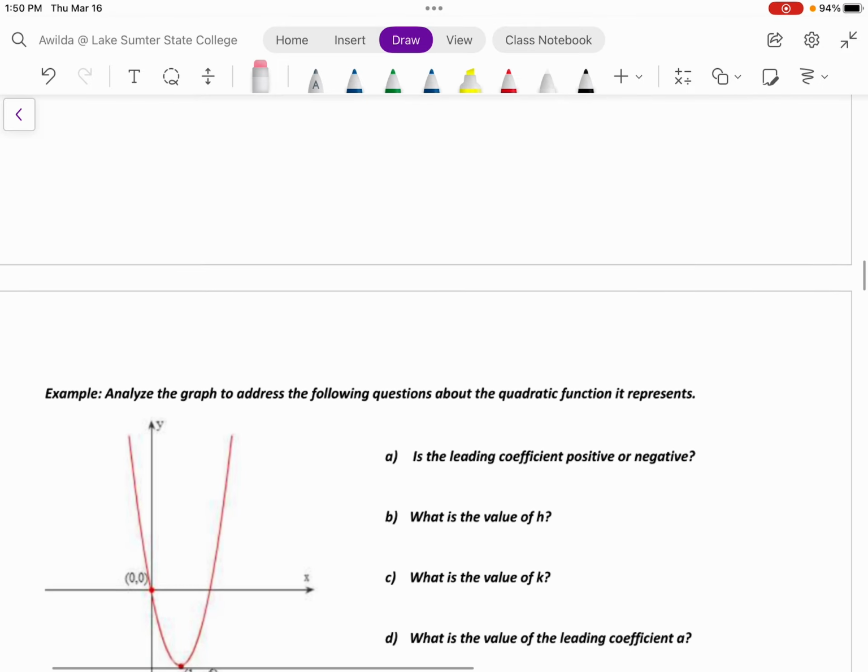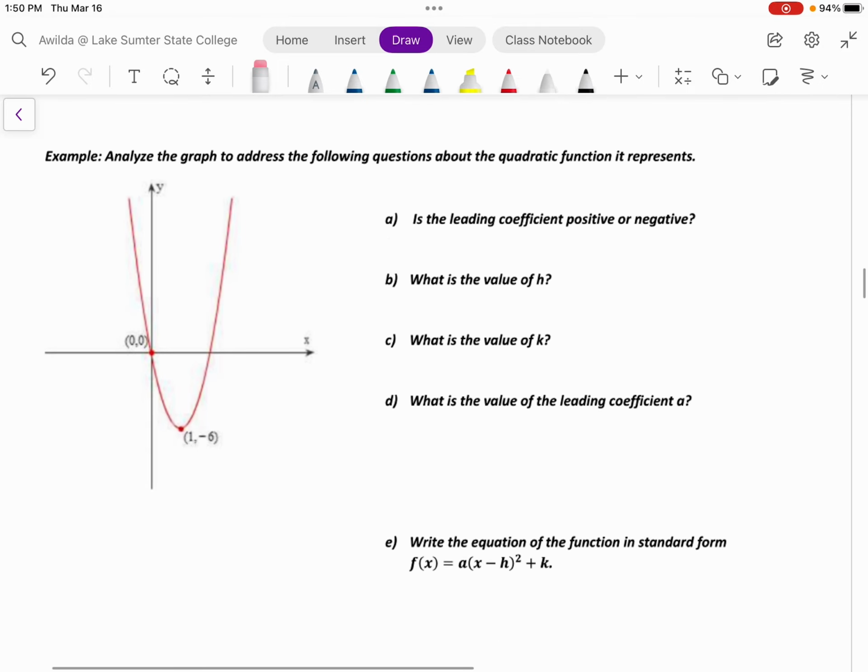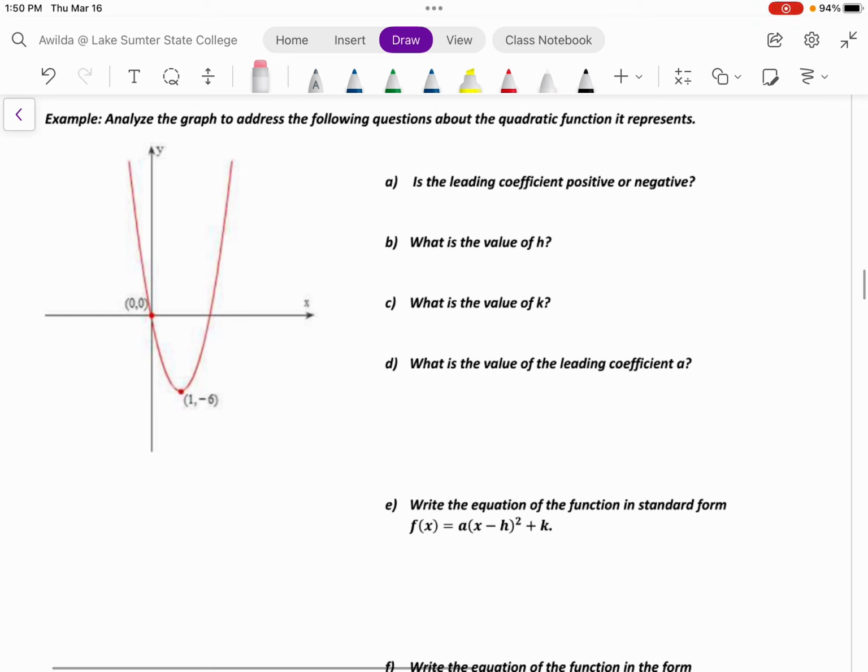Next, let's look at the graph of a quadratic function first and extract information about the function. In this example, we have a parabola that opens up. We see that the vertex is at the point 1, comma -6, and that the parabola passes through the point 0, comma 0, which is the origin. Let's use this information to answer the following questions.